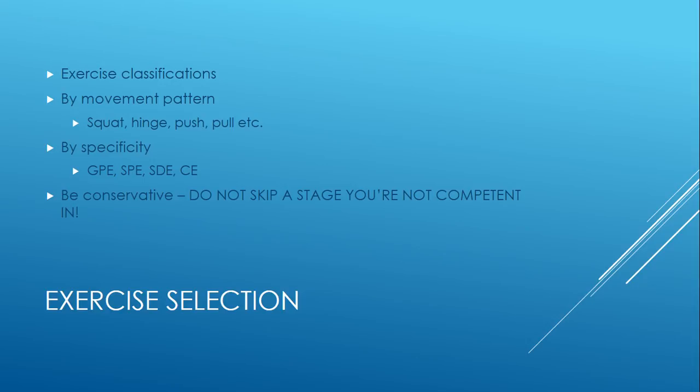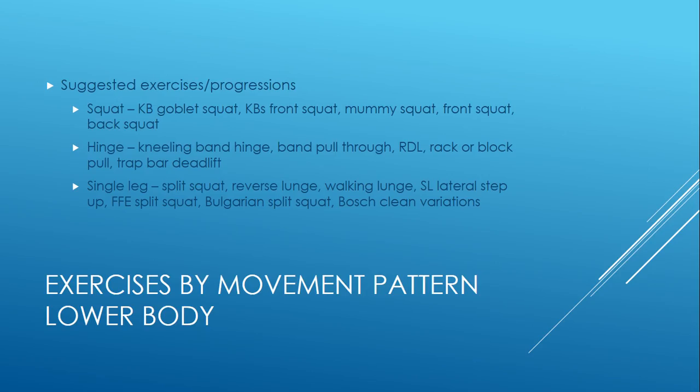Now it's important, and we'll go through this soon, to be conservative when we're selecting exercises. We don't want to move on to the next exercise in the progression until we've made sure that we've ticked all the boxes. So here are some examples of exercise progressions. These are lower body movements, and they've been broken down into movement patterns.